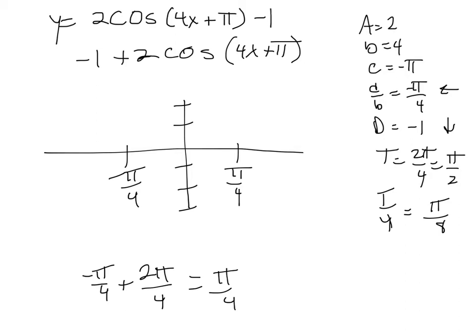Alright? Cool. So that's my whole period length. That's where I know I'm going to start and finish, left to right there. Negative pi over 4 to pi over 4. I know that each segment needs to be pi over 8 units. So this should be negative pi over 8. Negative pi over 8. Alright.